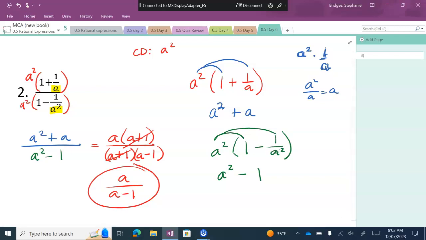Okay. Get a common denominator. Multiply the top and the bottom of our complex fraction by that common denominator. That should get rid of my smaller fractions, leaving me with just one regular fraction. Factor the top and the bottom if you can. Simplify if you can. Are we kind of okay there? Sort of?